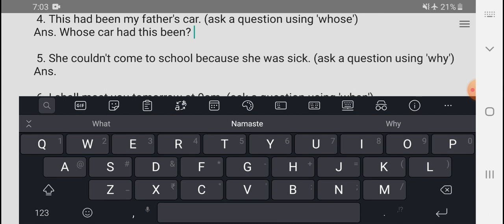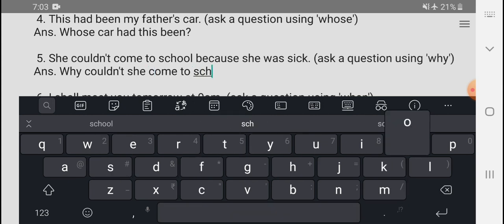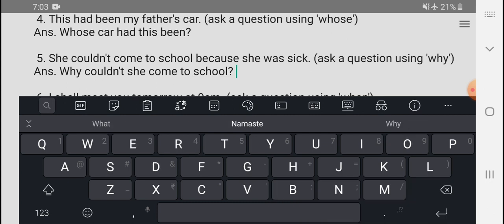Example number 5, you can see she could not come to school because she was sick. Ask a question using why. It's a reasoning. So you will write why first. And as you can see, modal auxiliary could is written. So you would use the same. Why couldn't she come to school? And the answer for this is because she was sick.